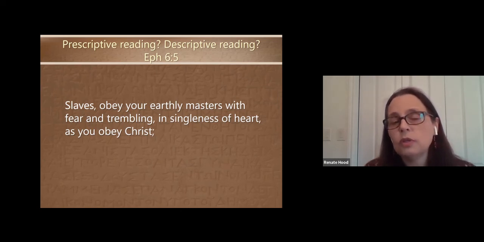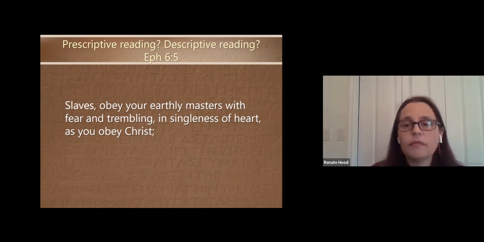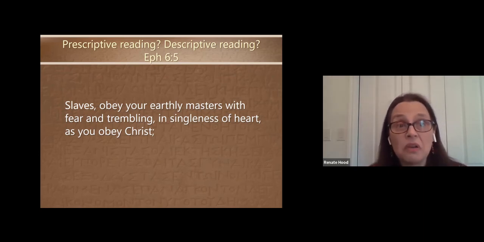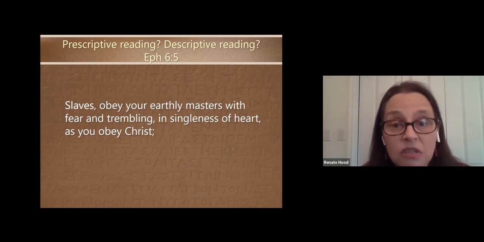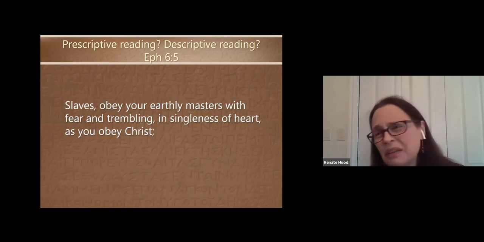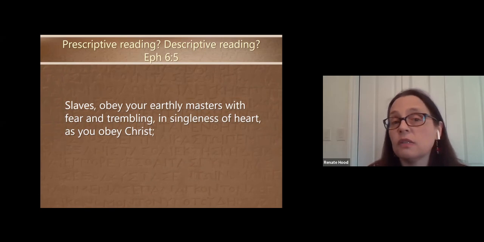So if you want to do this prescriptively, you really need to have slaves. And you really need to have slaves obey their masters. And not just in any way, with fear and trembling. They really need to bow down to these masters. This is the part where people sometimes say, well, not every master was bad. Well, then why do you need to fear and tremble?